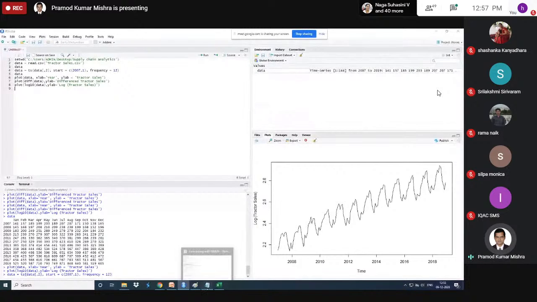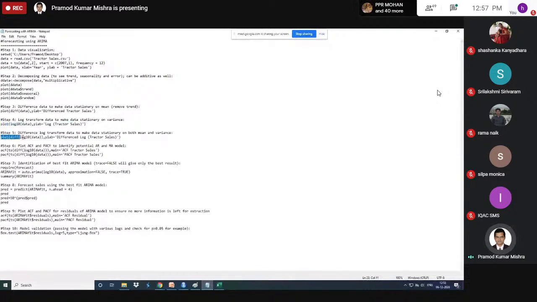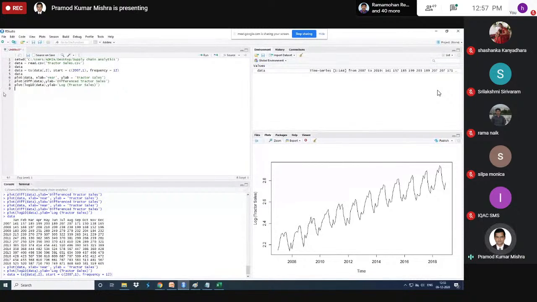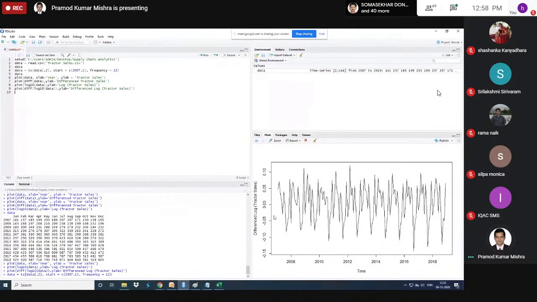Now, what I'm going to do is combine these two aspects. One is, you can closely watch, differencing the data. Then I'm taking the log 10, then I'm taking the differencing. So two things I'm clubbing together. Other things are usual.